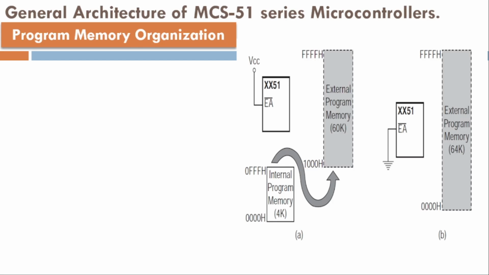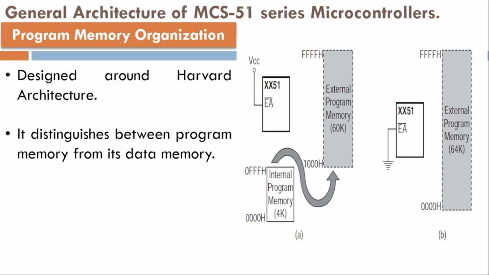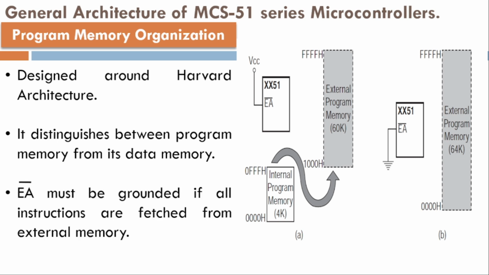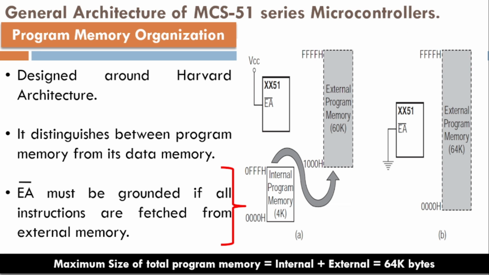The design of MCS 51 is structured based on the Harvard architecture, which separates program memory from data memory. To fetch all instructions from external memory, the EA, external access, pin needs to be grounded. Size of total program memory is equal to the size of internal and external memory together and can be a maximum of 64 kilobytes.